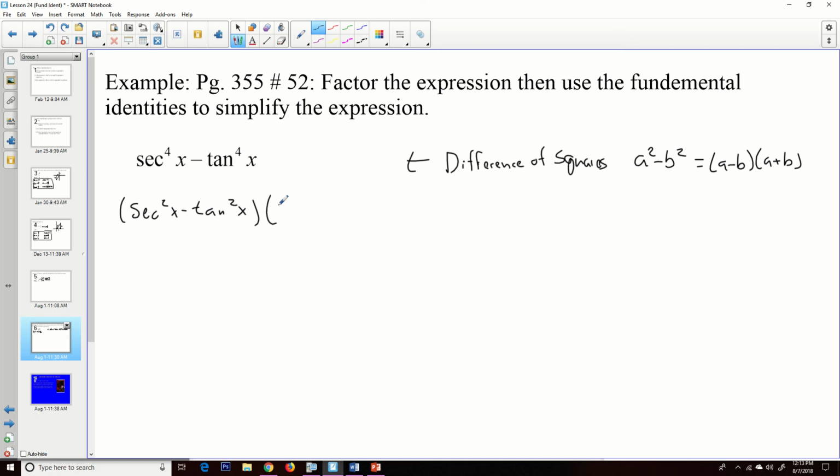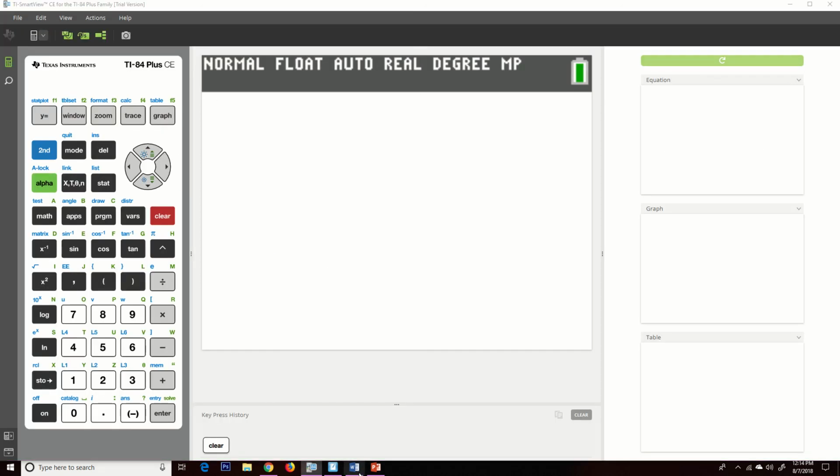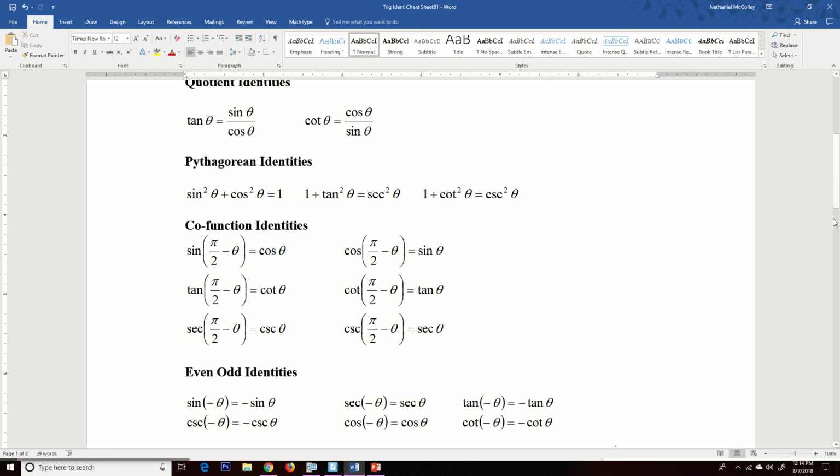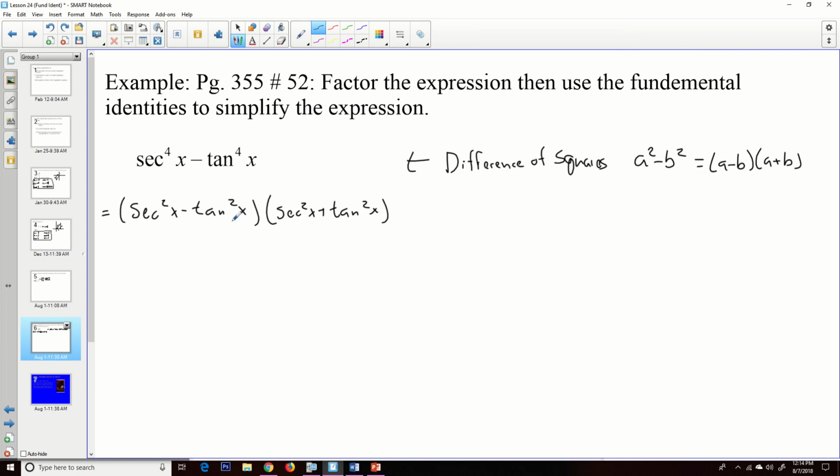this thing here will be secant squared x plus tangent squared x. And so those two things are equal. We're factoring. And then let's see if we can use some fundamental identities here. Since we've got some squares, let's go down and take a look at the Pythagorean identities. If I subtract tangent squared x from both sides, secant squared x minus tangent squared x would just be 1. So secant squared x minus tangent squared x, that's just a 1.